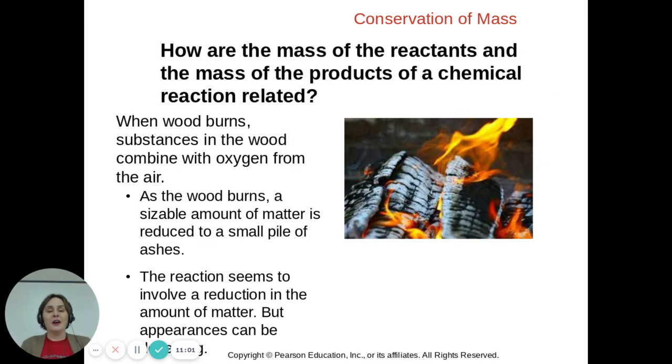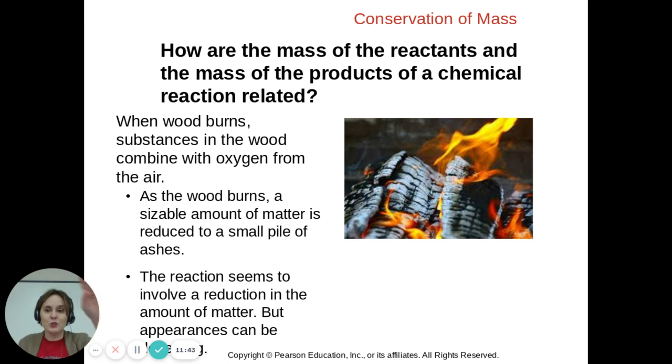Big question: how are the mass of the reactants and the mass of the products of a chemical reaction related? Again, back to wood or charcoal burning. A substance in the wood combined with oxygen from the air. You wind up with carbon dioxide, and from your surroundings, that's going to escape. As the wood burns, a whole bunch of matter is going to be reduced to a small pile of ashes, and it looks like you've lost mass. Like, say you had a 5-pound log and you burned it and you get 3 pounds of ashes. It looks like I lost matter, but you didn't. What happened is you lost some carbon dioxide to the environment.